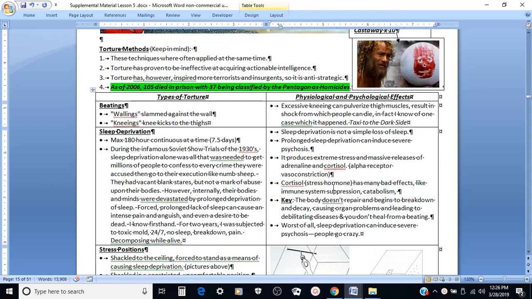There are many bad effects of cortisol. I'm not going to get into all of them, right? But it breaks you down. Prolonged exposure to this, the body doesn't repair without sleep. You begin to break down and decay, causing organ problems, leading to debilitating diseases, right? You don't heal from beatings, right?